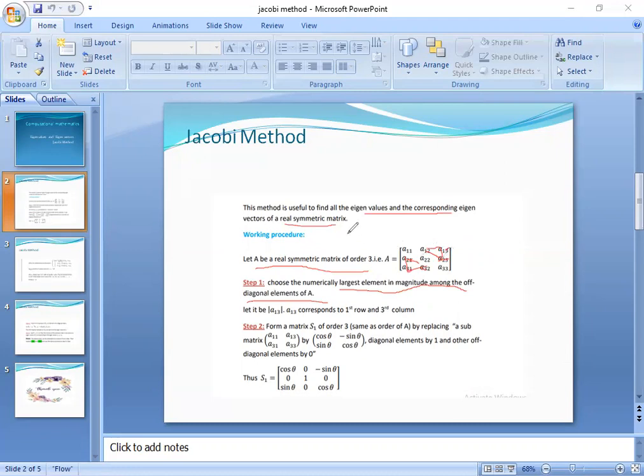Here the off-diagonal elements above the diagonal are A12, A13 and A23. For these elements, we need to consider the modulus value, and then we need to choose the maximum value. Suppose that A13 has the maximum absolute value. A13 corresponds to first row and third column.